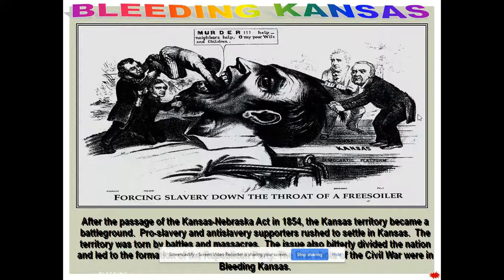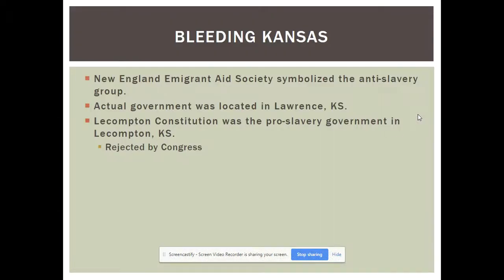And so Bleeding Kansas is terrible. Not a shining moment in American history for sure, and it's going to be a precursor to what's going to happen in the early part of the 1860s. And so this political cartoon is ripping on the Democrats for supporting the Kansas-Nebraska Act and trying to force slavery down the throats of free soilers.